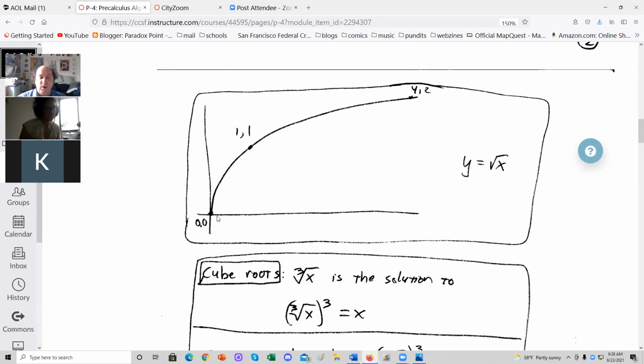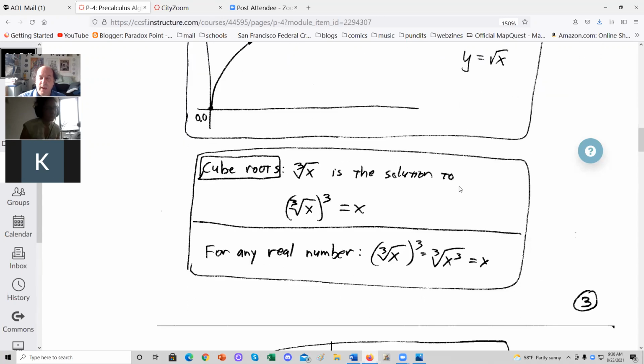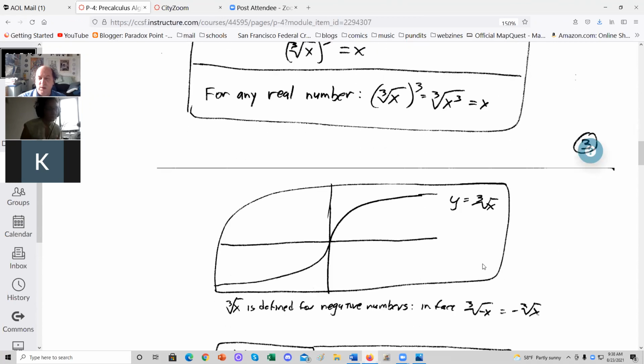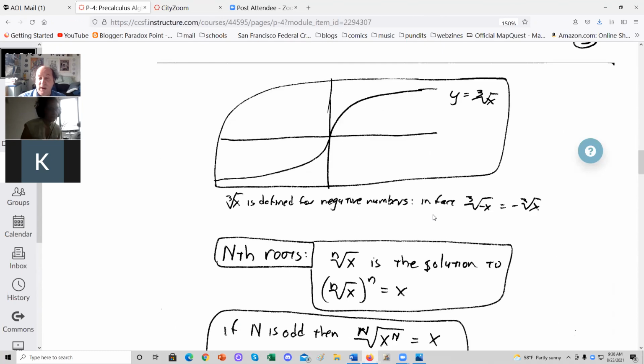The graph of the square root looks like this. It looks like a parabola on its side. It starts out vertical and starts growing ever more slowly. The cube root of x is the number which when cubed is x. In general, the cube of a cube root, or the cube root of a cube, is itself. The graph of the cube root of x is this S-shaped curve. It's defined for negative numbers, and the cube root of a negative is the negative of a cube root.